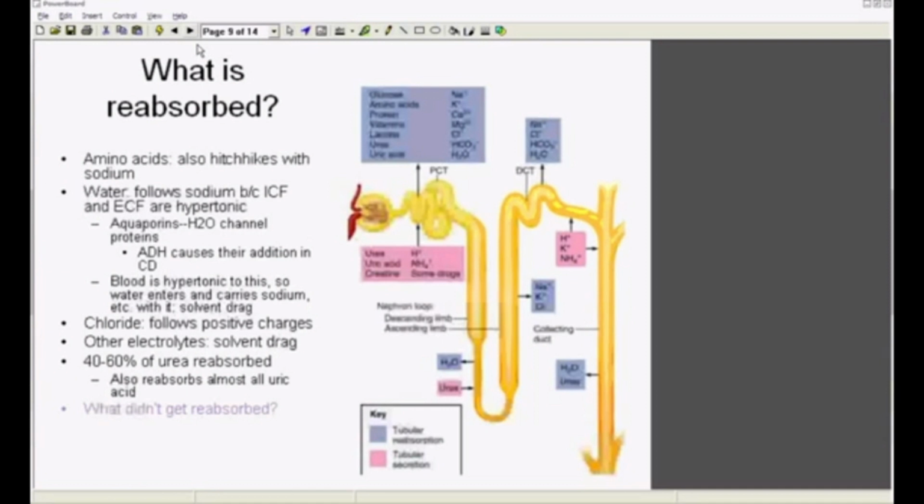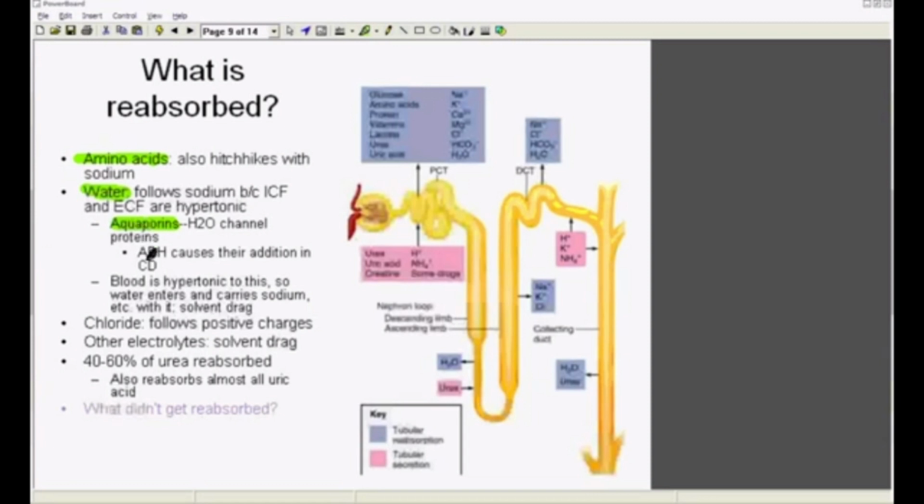So, all in all, what do we actually reabsorb when all is said and done? Well, amino acids that we accidentally filtered out get pulled back in. They also hitchhike rides with sodium. Water, lots of water gets pulled back in, okay? And not only because of solvent drag, but also because, remember, those aquaporins, those water channels that are in the cells themselves.